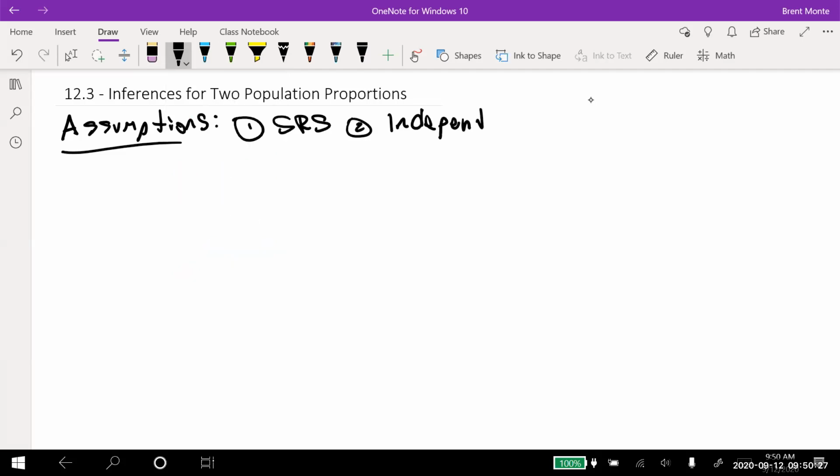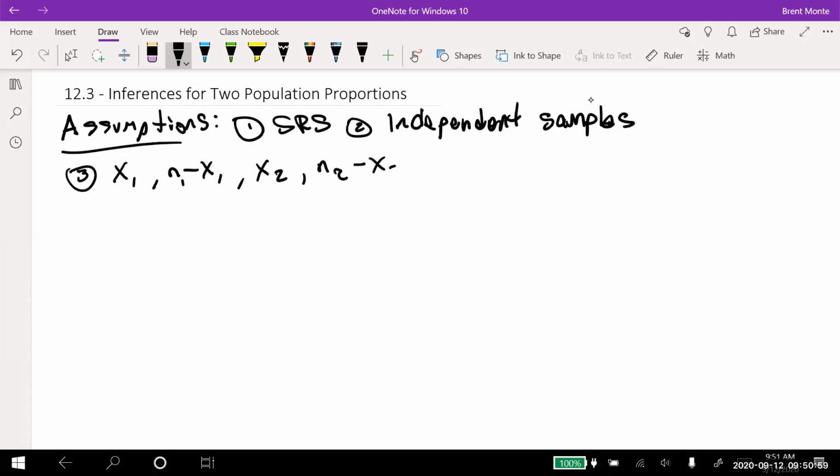So these have to be independent samples because we've got two populations. Remember, independent samples means the selection from the first population cannot influence the selection from the second population at all. And then thirdly, X1 and N1 minus X1, X2, and N2 minus X2 all have to be greater than or equal to 5.